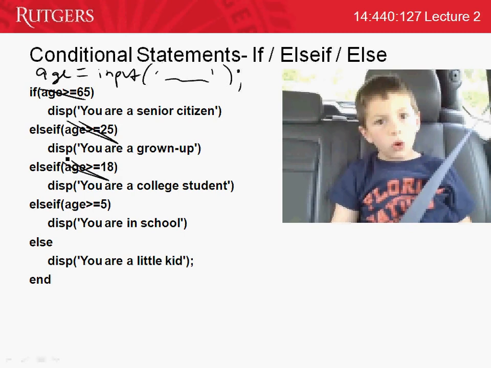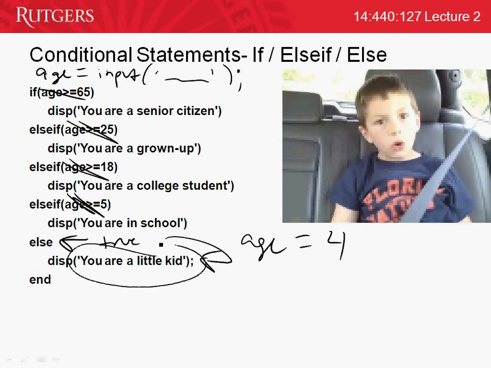And let's say they happen to be 4 years old. All these conditions would not be true. If they were 4, so age would equal 4, then this last thing would be true. The reason it would be true is the else is, by default, pretty much always true. If we get down to the else, we do what it says. So if they were 4 years old, display, you are a little kid. Right? So let's move on.